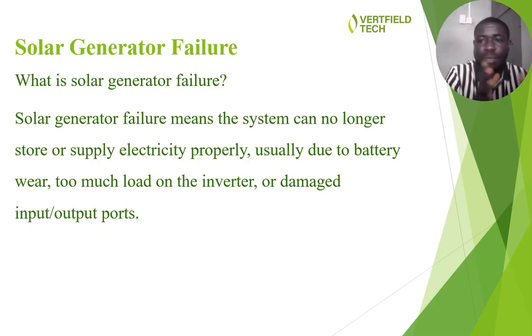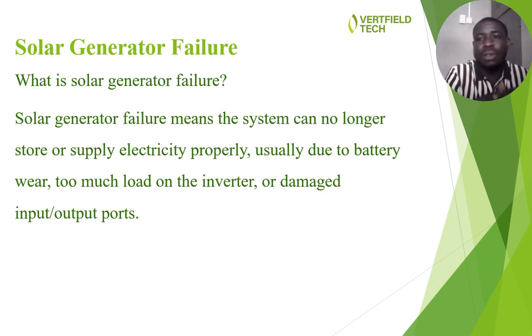Now, the big deal of the day: solar generator failure. What is solar generator failure? What actually is the meaning of solar generator failure? So solar generator failure simply means that the system can no longer serve you the way it was designed to serve you. That is what it means.